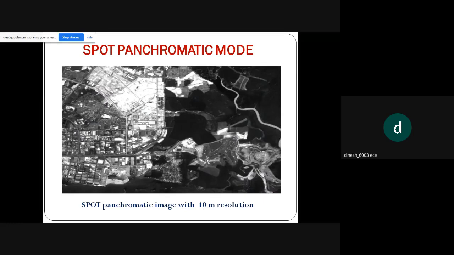Next is the Spot panchromatic mode with 10-meter resolution. You can see how the area looks. Here the lightish areas have higher temperature, the darkish areas have lower temperature. So from this we can identify that this place is cooler, this place is cooler and this place is warmer, and the other places have moderate temperature.